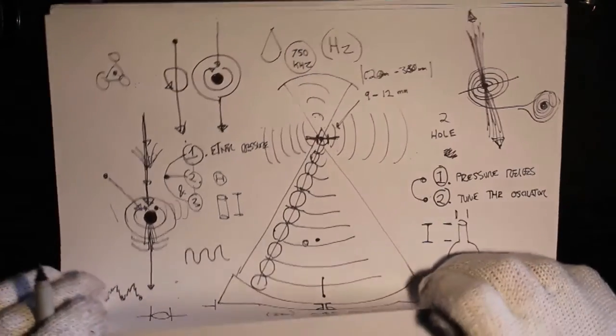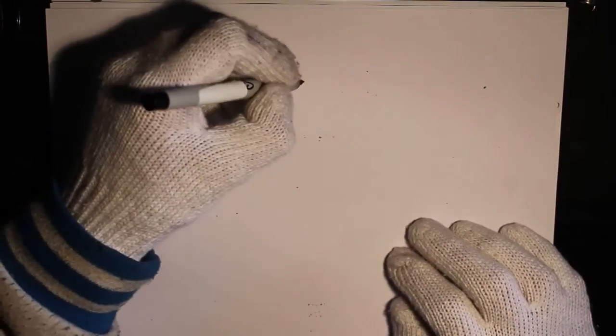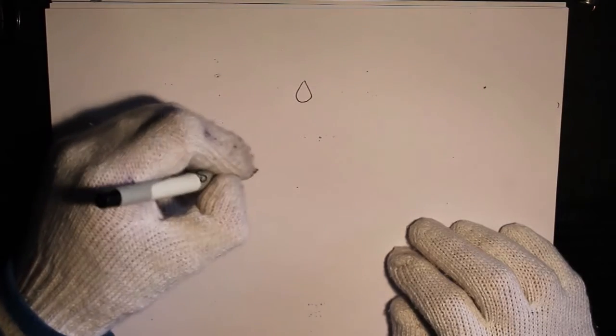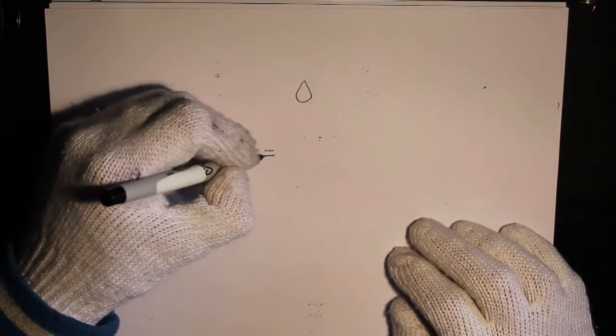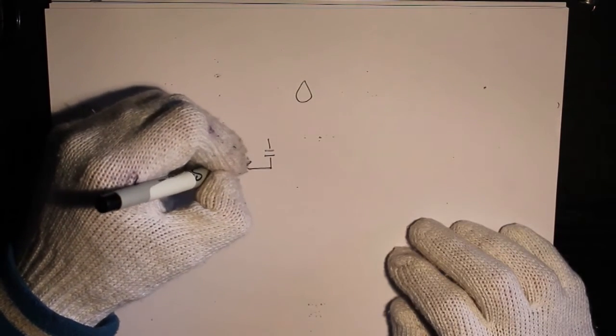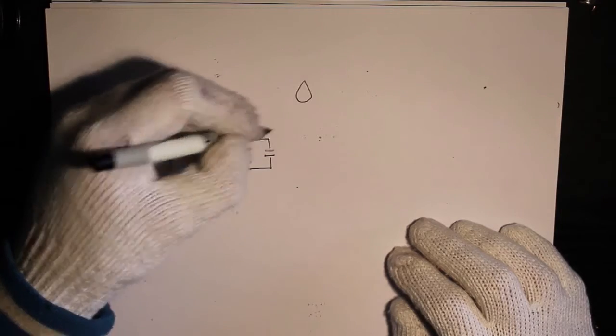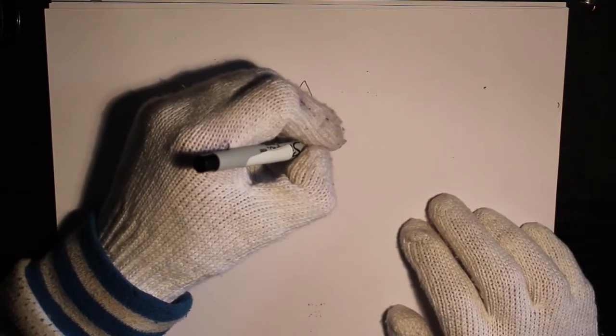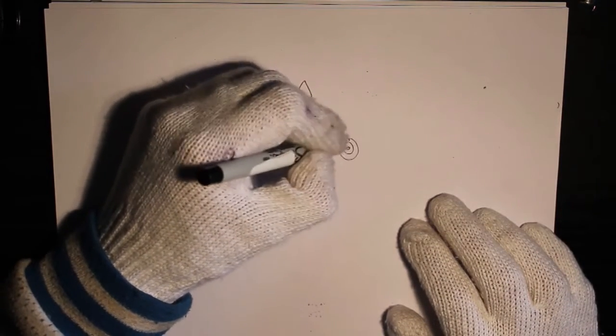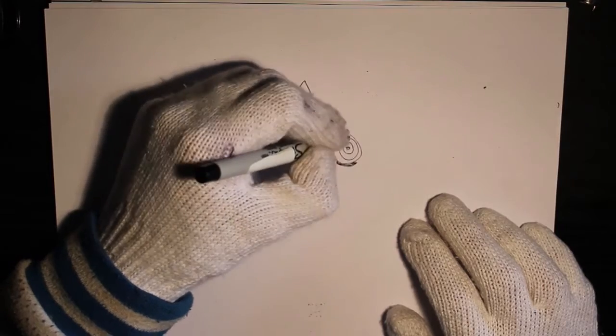So let's draw this again. You've got your Quartz Oscillator, you've got your Electrical Oscillator, and you've got your pressure wave oscillator in the cavity.